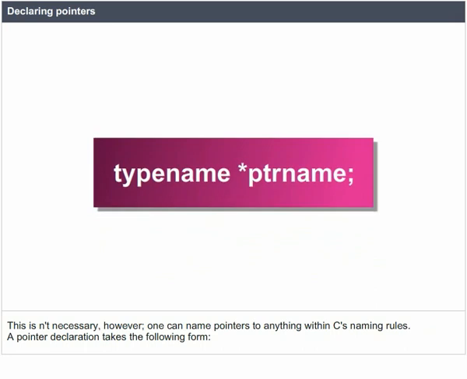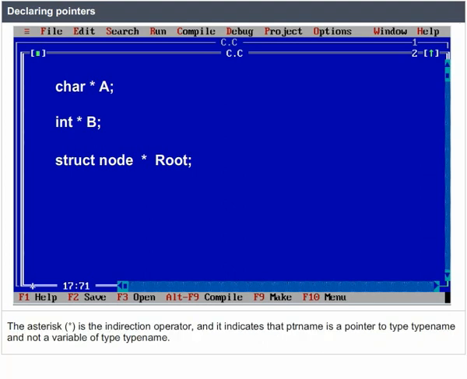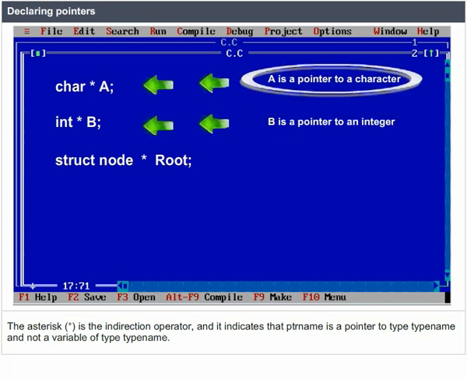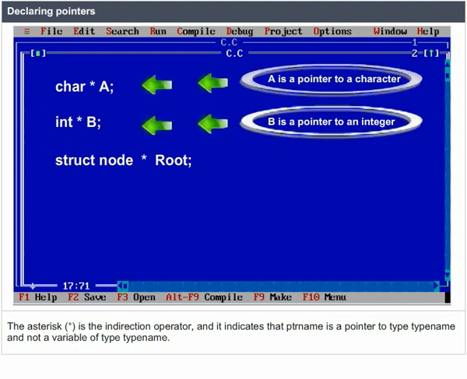A pointer declaration takes the following form: type_name *ptr_name; Type_name is any of C's variable types and indicates the type of the variable that the pointer points to. The asterisk is the indirection operator, and it indicates that ptr_name is a pointer to type_name and not a variable of type_name.